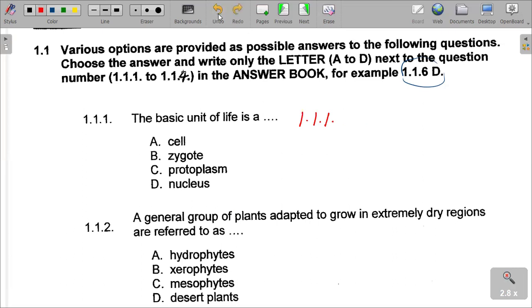The answer is A. The basic unit of life is a cell. The answer is A. So you write like this, the way I've done here. You write 1.1.1 and then you write your answer, answer A. In the following questions, I'll just mark and write them, so you can just see what the correct answer is there.